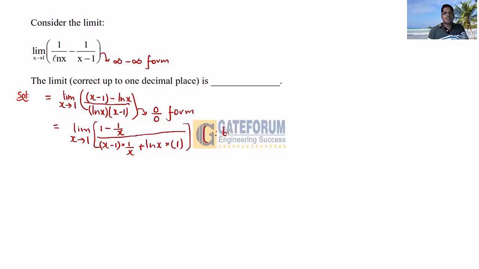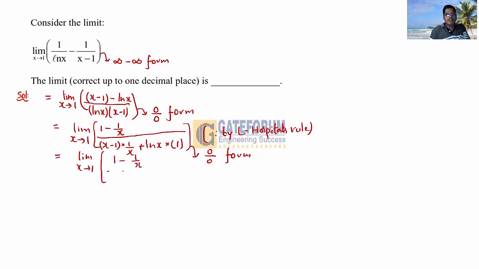Since we used L'Hospital's rule, now again check by direct substitution x equal to 1: 1 minus 1 is 0, and in the denominator 0, log 1 is 0. Once again it is 0 by 0 form. So I can write this limit as x tends to 1. The numerator has no simplification, leave it like that. In the denominator, x into 1 by x is 1, 1 into 1 by x is 1 by x, plus log x.